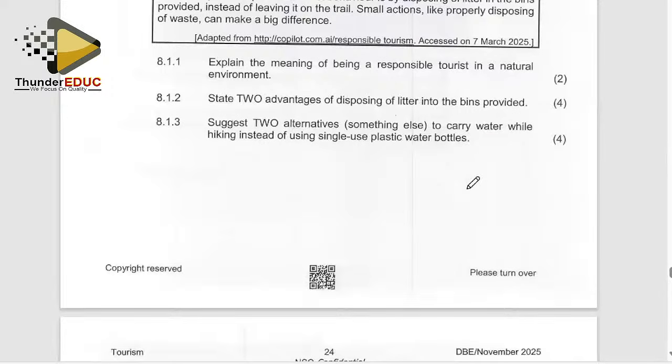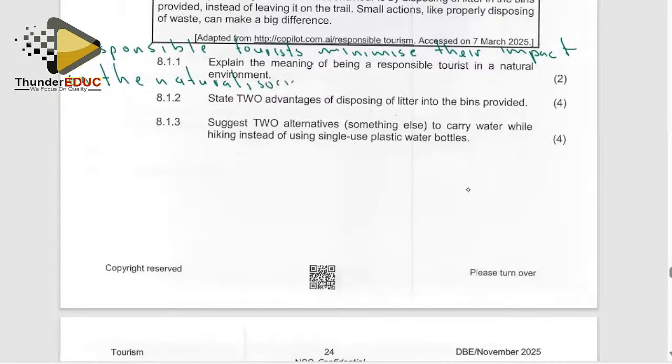Explain the meaning of being a responsible tourist in the environment. So when we are talking about responsible tourists, tourists minimize their impacts on the natural and social environment. They minimize their negative impact on the natural and the social environment.